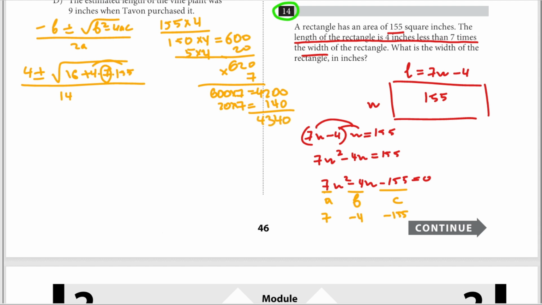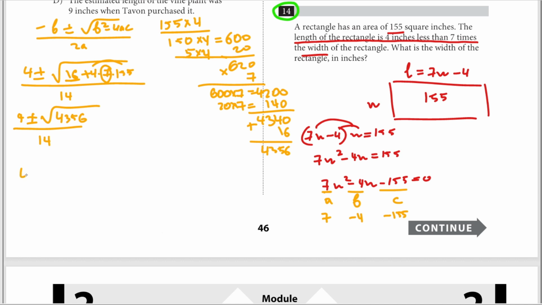Now, when we add 16 to it, under the square root, we're going to get 4356. So therefore, what we have is 4 plus or minus the square root of 4356 all over 14. How to find the square root of 4356? Again, using a calculator, or just divide this by 4.